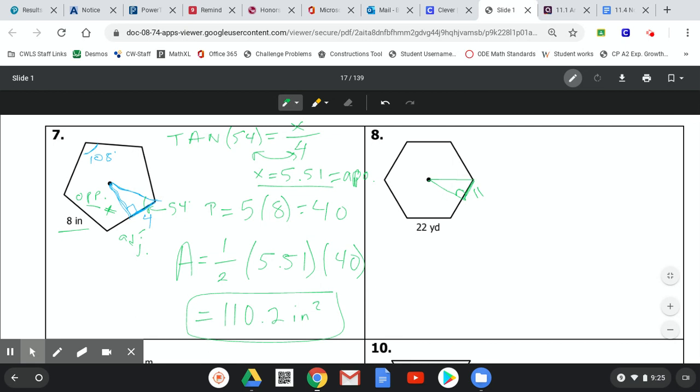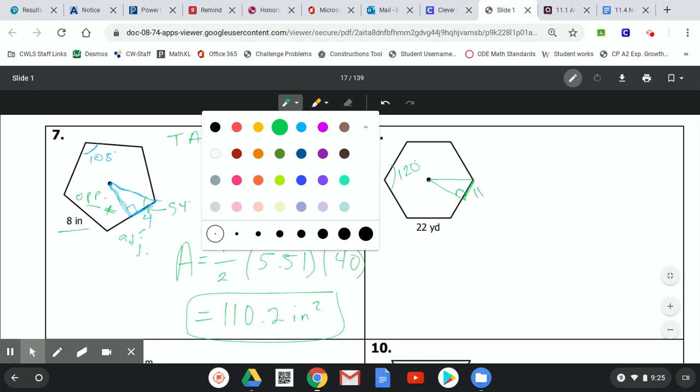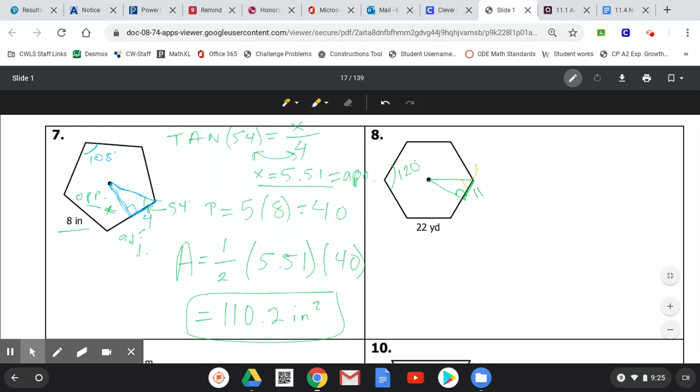And then this is a hexagon. Okay, this is a hexagon. So I think we did hexagon. If we didn't, I don't know, it's not too hard. 6 minus 2 times 180, and we divide that by 6 and we get 120 for that. And then we know that this angle in here is going to be 60 degrees. All right, so it's going to be 60 degrees.